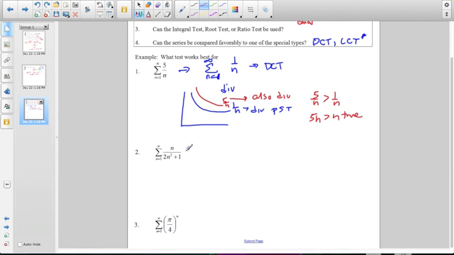Taking a look at this one here, we've got lots of options. We could do a limit comparison test with 1 over n. We could do a direct comparison test because 1 over n is still smaller than this. We could also integrate.